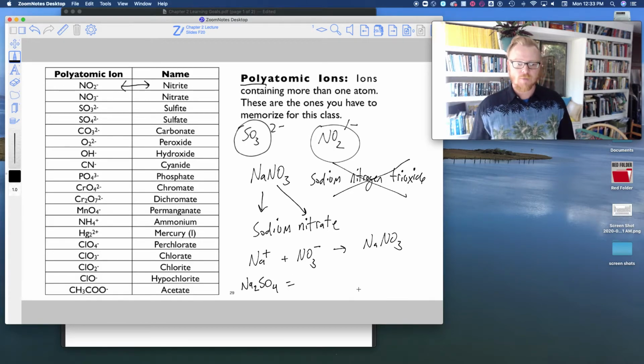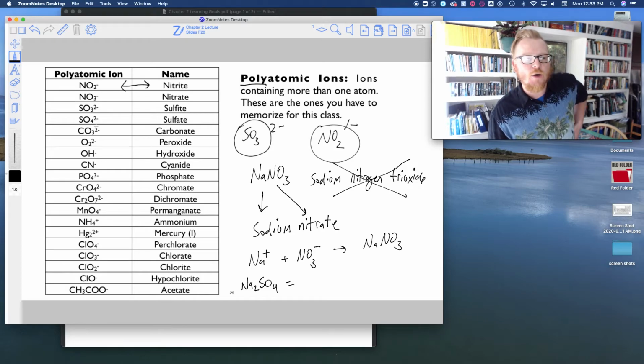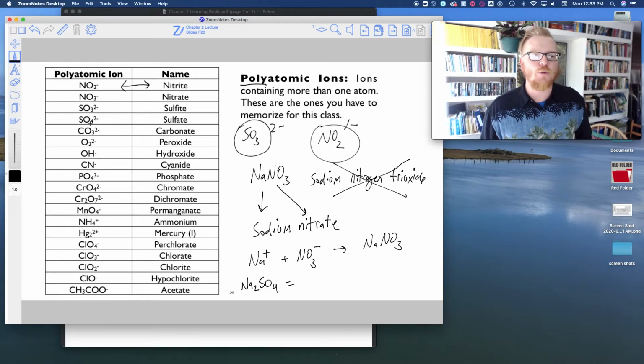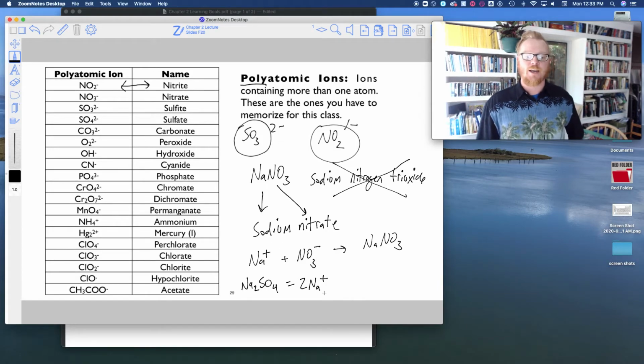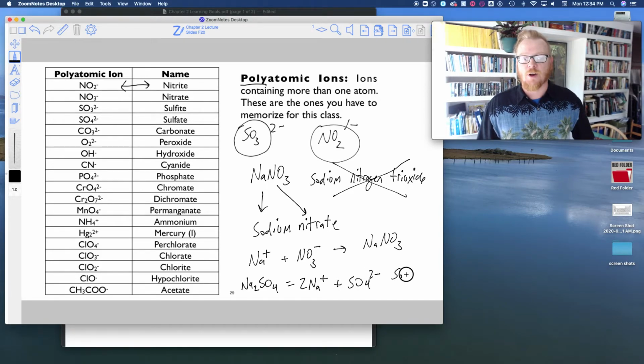Okay. So we can see that sulfate is SO4 2 minus. So it makes sense that we had to have 2 of these sodiums. And remember, when I break this down, this all means 2 Na pluses, not Na2 plus. Respect the subscript. You're going to hear me say it over and over again. So this is 2 sodium pluses plus 1 sulfate. Okay? And I simply call this compound sodium sulfate.